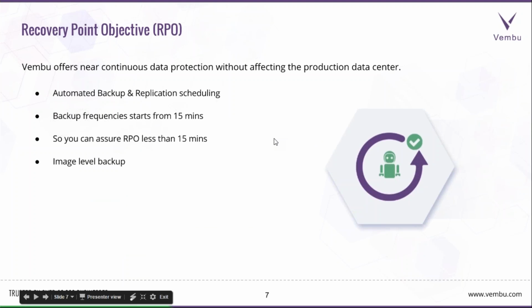And for RPO, Vembu offers near continuous data protection without affecting the production data center. It has automated backup and replication scheduling, and the backup frequency starts from every 15 minutes. So at any point, you can be assured that you have an RPO of less than 15 minutes, and you can do the same with image level backups.